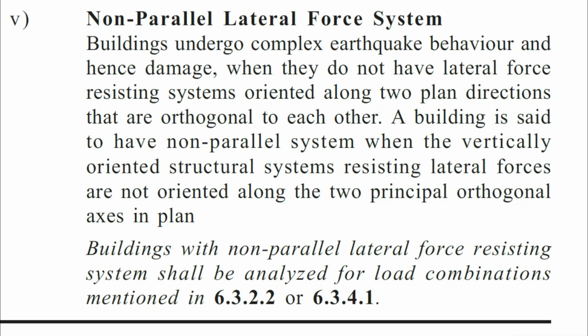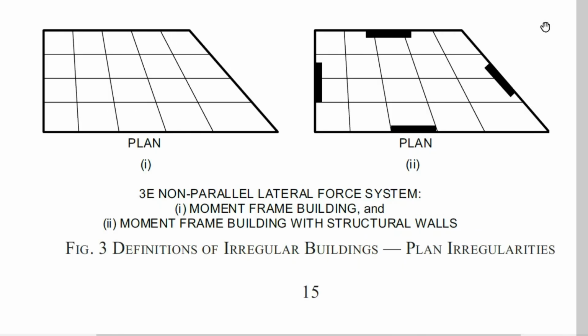A building with a non-parallel lateral force resisting system shall be analyzed for the load combinations mentioned in 6.3.2.2 or 6.3.4.1. Figure 3E from IS 1893 shows a non-parallel lateral force system. Figure 1 is a moment frame building and figure 2 is a moment frame building with shear walls.